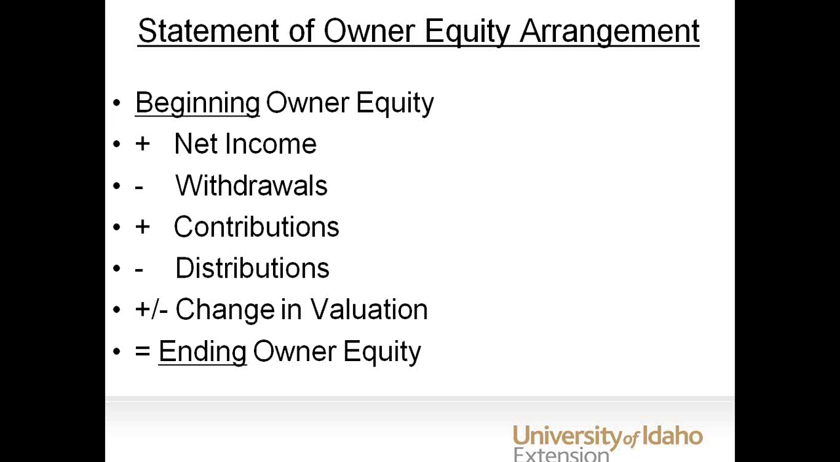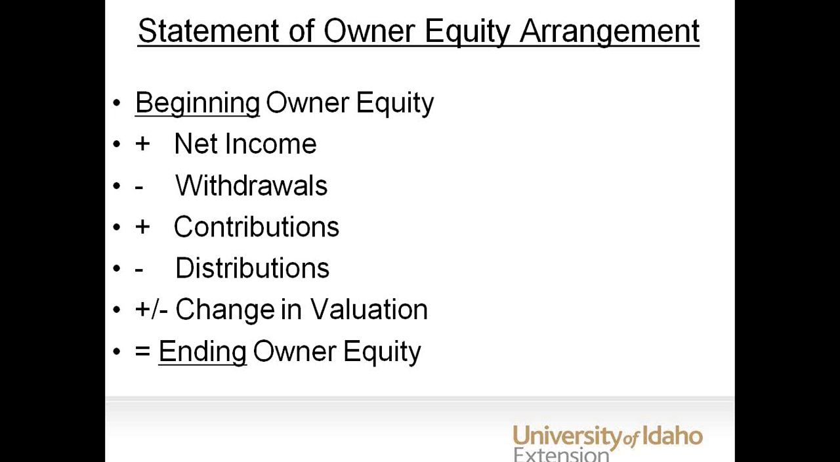Okay, the final statement is the statement of owner equity. Not as often completed in agriculture, but yet the only way really to explain the change that takes place between beginning owner equity, which comes off the balance sheet, remember, and ending owner equity, which also comes off the balance sheet. So not all of the owner equity changes can be explained from information contained on the balance sheets and on the income statements and cash flow statements.